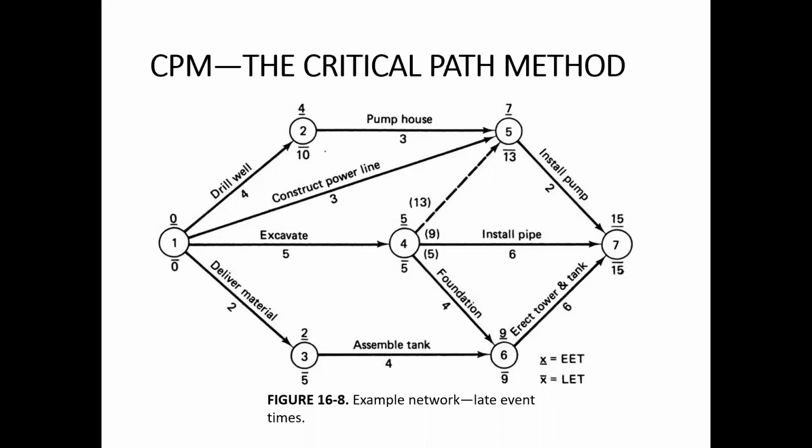And then from here, only one tail of the arrow, so 13 minus 3 is 10. And for event number 3, it will be 9 minus 4, which is 5. And now for event number 1, there are 4 tails over here. One of them will be 10 minus 4, which is 6.